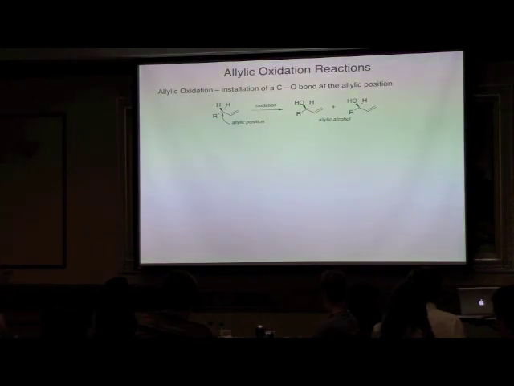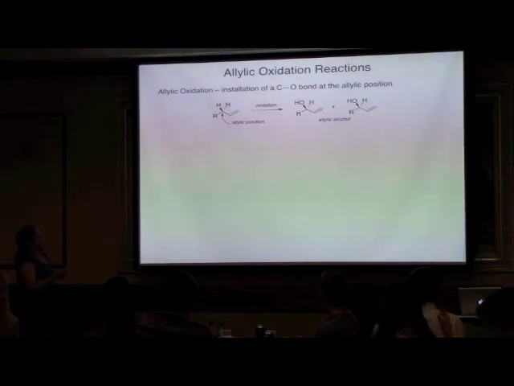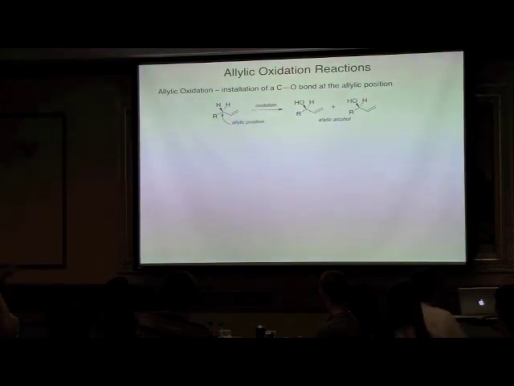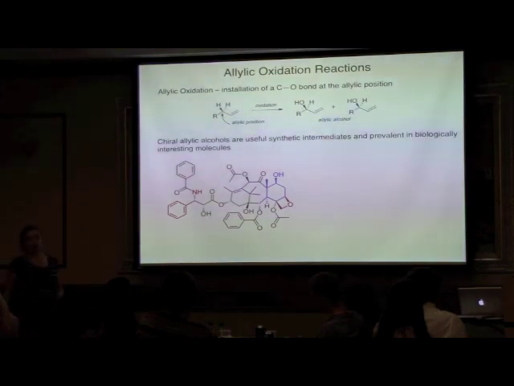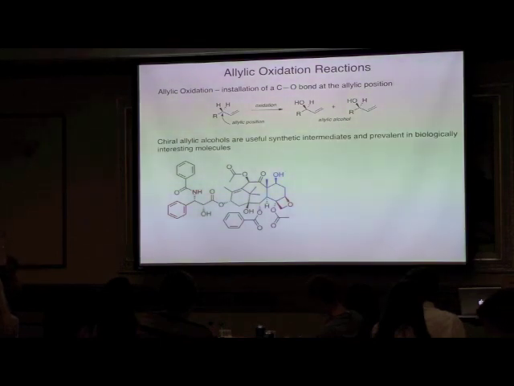So another reaction, and you don't have to remember all of the reactions, is that there are other types of reactions where you can do similar things, and one of them is called allylic oxidation. So the allylic position is the carbon that is adjacent to the double bond, and upon oxidation we can get an alcohol group here. And allylic alcohols are pretty interesting, partially because they can be used as building blocks, but they also exist in many chiral molecules that are of interest.